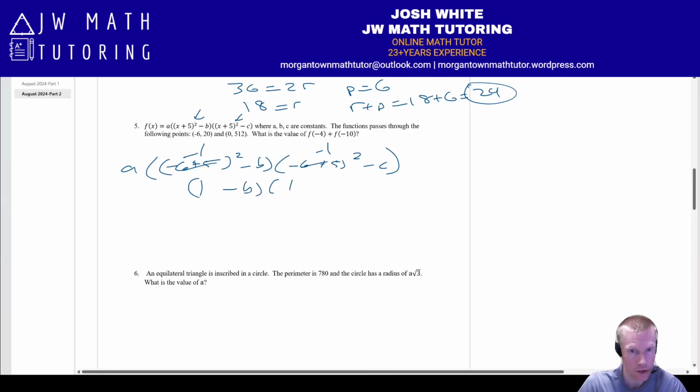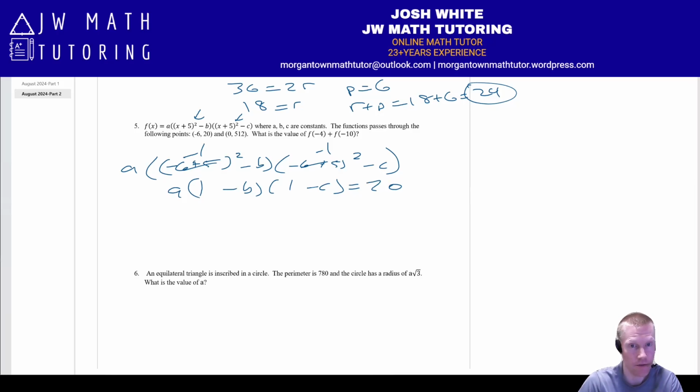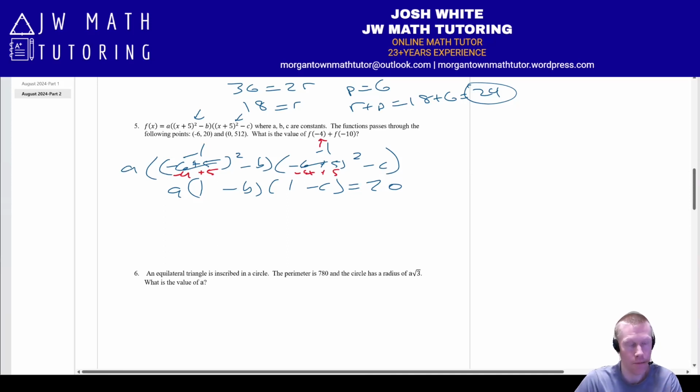So what you end up with is a times 1 minus b times 1 minus c, and whatever a, b, and c are, we don't know what they are, doesn't really matter. That is equal to 20. And what turns out to be true is if you plug in -4 right here, because of the way this graph works, it's going to be symmetric, and you'll see that. Actually, I'll show you we can do this in Desmos as well. If you plug in -4, you're going to get the same number when you square the parentheses.